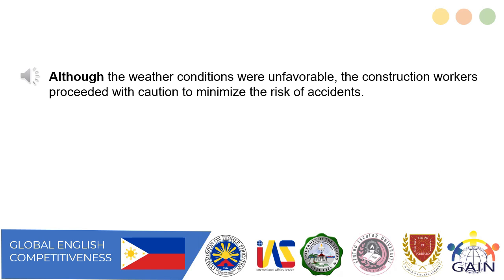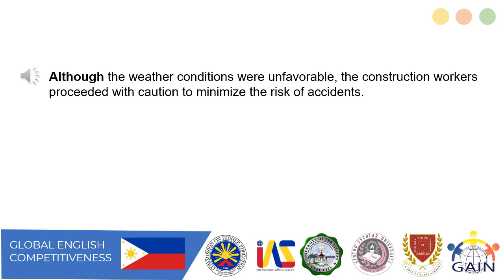Next, although the weather conditions were unfavorable, the construction workers proceeded with caution to minimize the risk of accidents. Although introduces a contrast between the main clause and the subordinate clause. It indicates that there's a difference or challenge. It tells us that even though the weather was not good, the construction workers still proceeded with caution to minimize the risk of accidents.